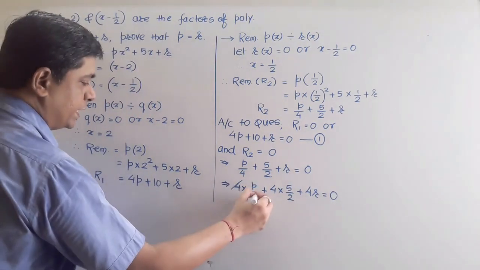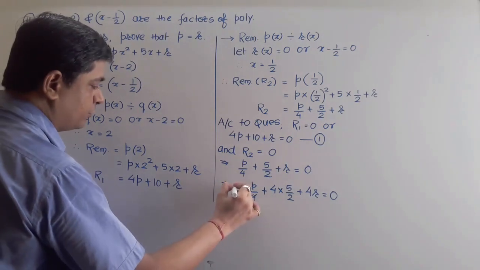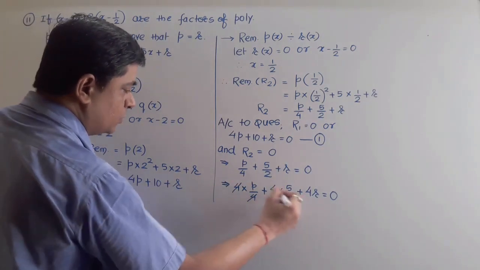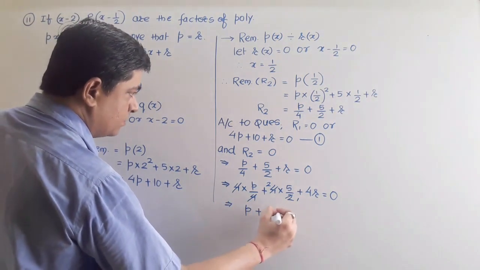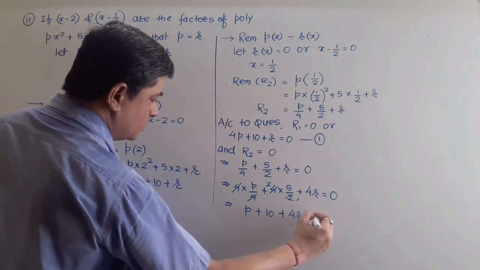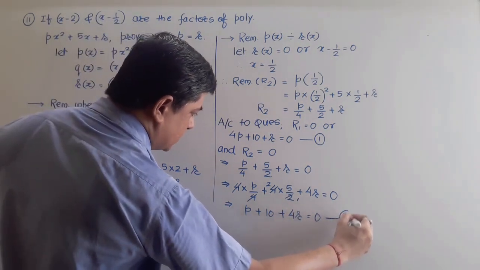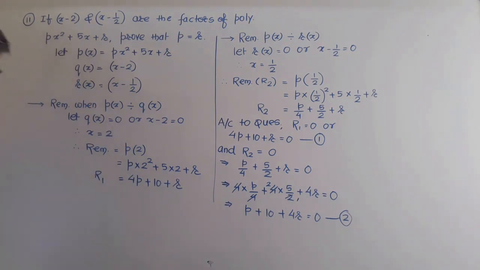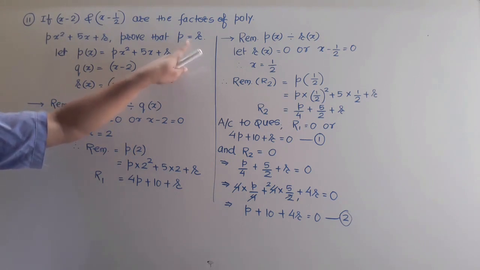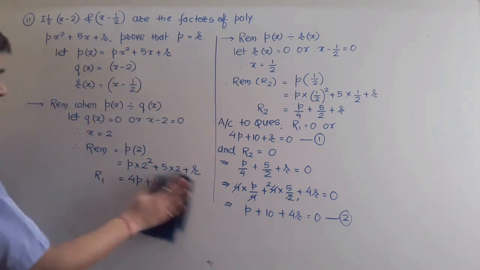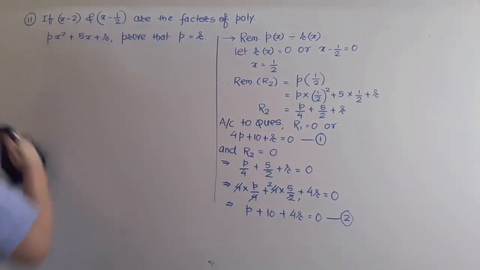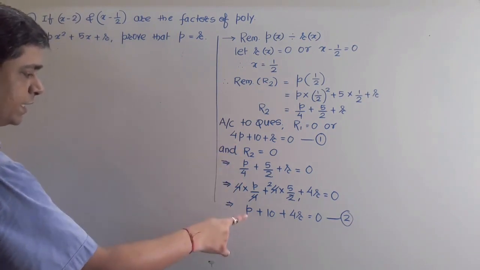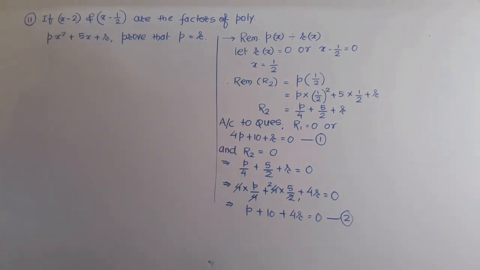Here 4 and 4 directly cancel. Okay, so we can see that 4 and 4 are cancelled here. Here 2 ones are 2 and 2 twos are 4. So what will remain here? p plus 10 plus 4r will be equal to 0. This is equation number 2. Now what I am doing here, I am subtracting equation 1 and equation 2. See, we need to bring p is equal to r. So to bring that required thing, we need to do certain manipulations. So what manipulations am I doing here? Okay, first of all, I am taking equation 1 and equation 2 and I am subtracting the second equation from the first.